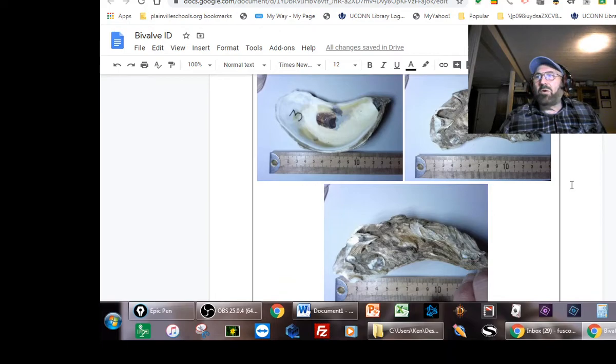Three is pretty straightforward. I'm going to let you do your own thing on this. Again, most of these are really, really common. This is a very common shell. I kind of think about what it looks like right here from the side. Okay, and it's pretty straightforward. Some of you might already know what this is for a common name, but I'll let it go with that.